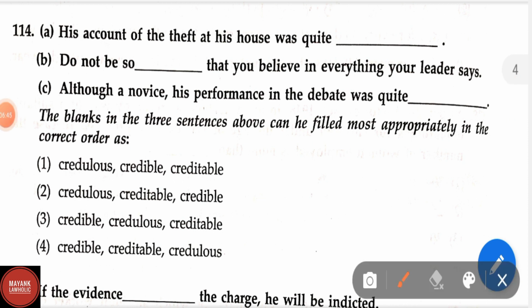Here the correct answer is option 3, because the meaning of credible in Hindi is vishwasniya, and the meaning of credulous is trustful. Creditable means prashanshaniya, someone to be praiseworthy.